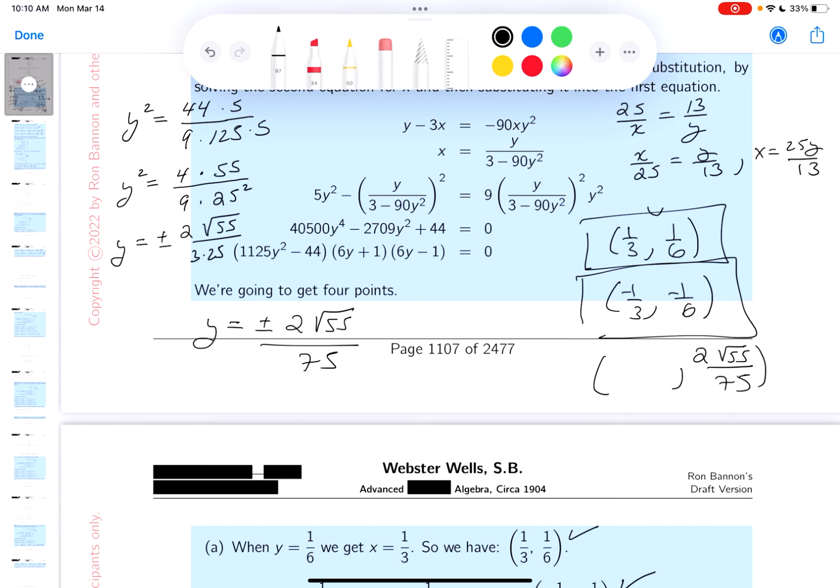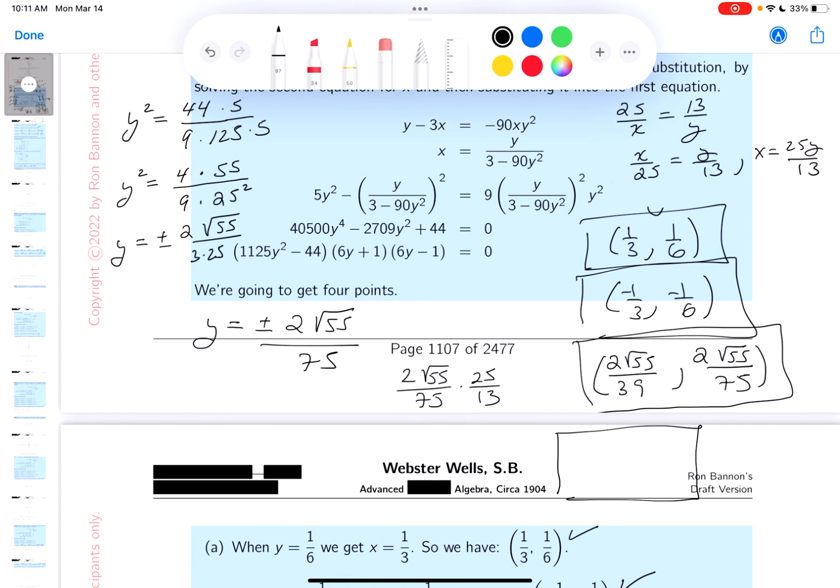That's what y is. And now I got to multiply it by 25/13. I'll write that down for you. Well, that's not so bad. 25 goes into 75 3 times. You get 39. 2 root 55. Put a box on it. We'll check the key in a moment.